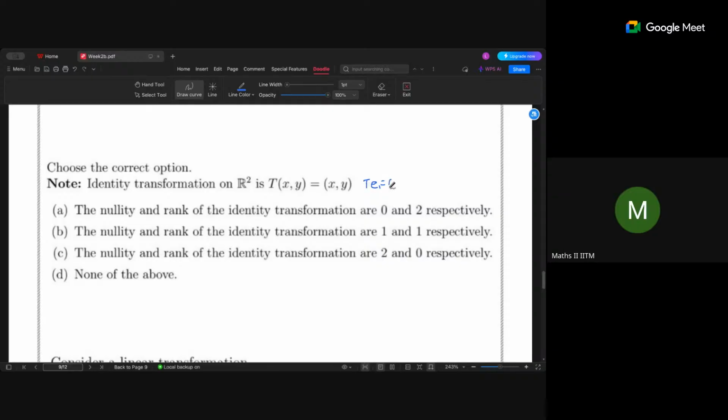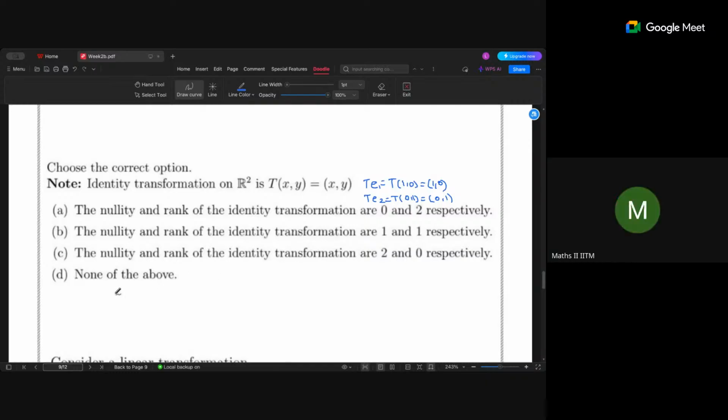What is TE1? I'm asking what is T of 1 comma 0? Apply this transformation. It should be 1 comma 0 only, whatever the X is. In that case, yes, 1 comma 0. And what is TE2? 0 comma 1. Okay.